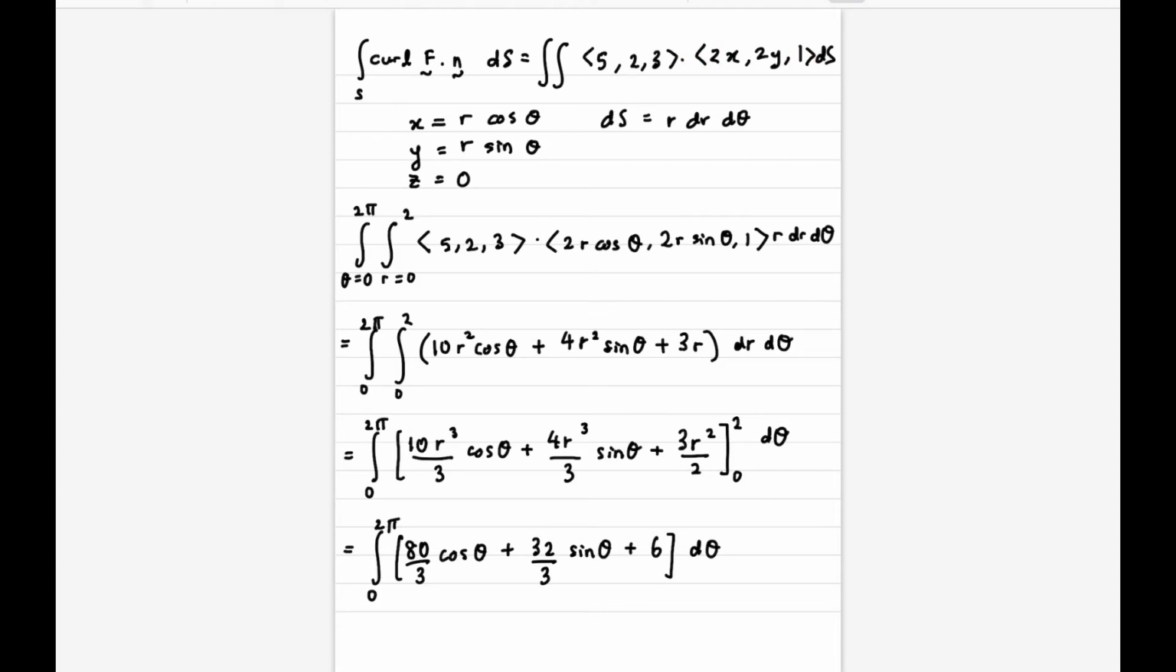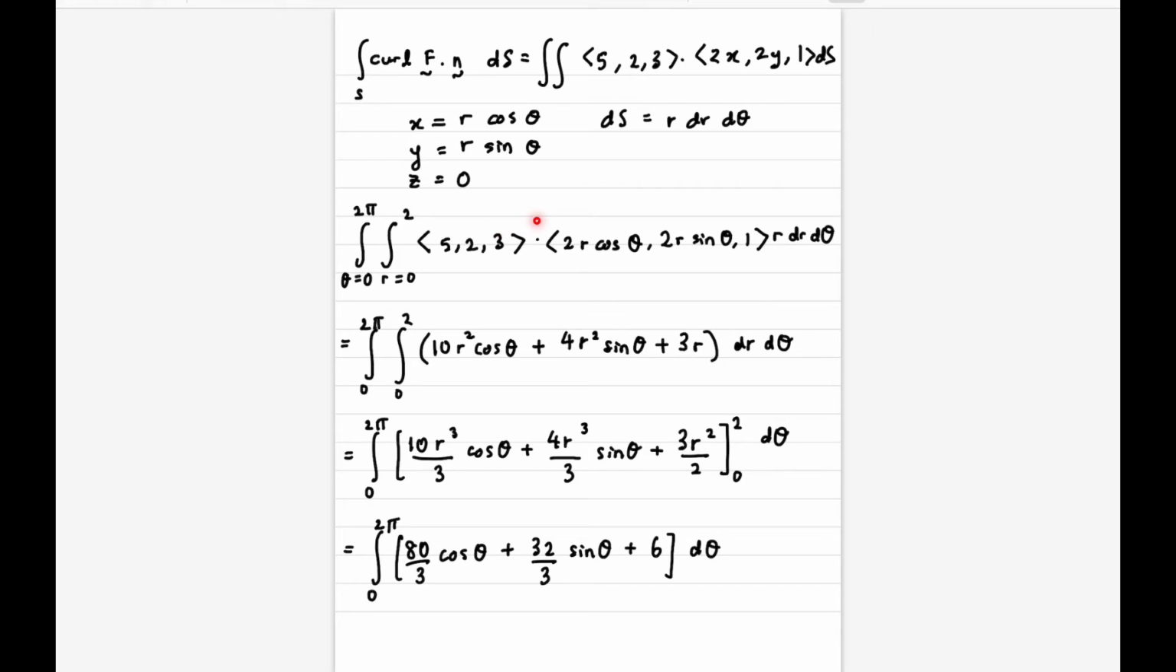Before you integrate this value, you need to change this x, y to the polar coordinates. So your x will be r cos theta, your y will be r sin theta, z is equal to 0, and ds is equal to r dr d theta. Just solve this surface integration.